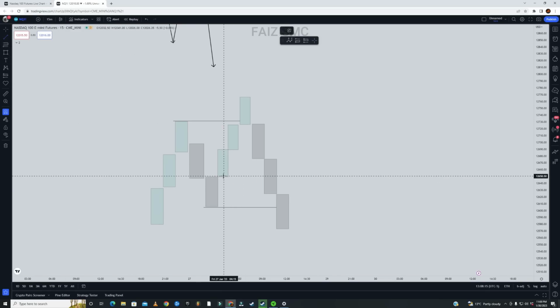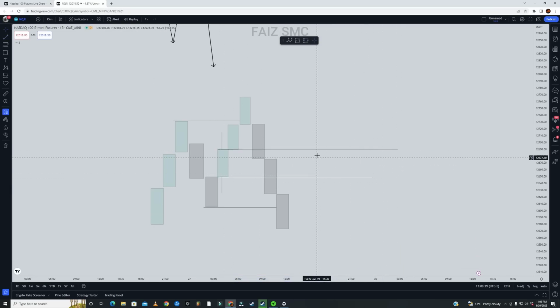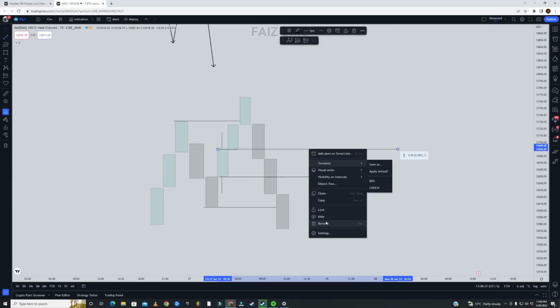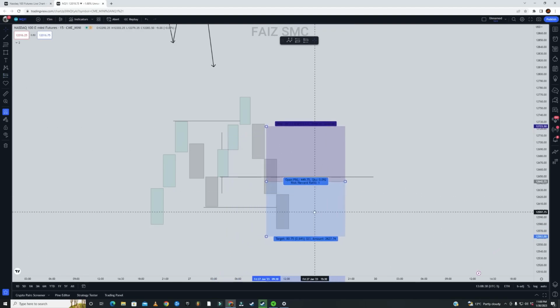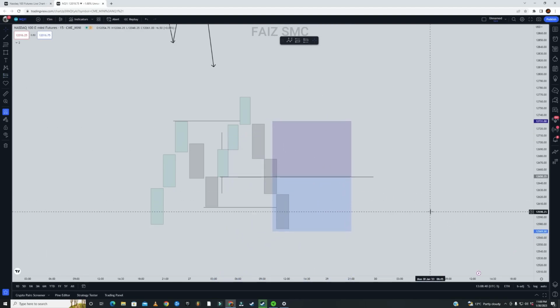Now, we do not consider the low and the high of the order block. We only consider the open and the close, okay? So we only consider open and close. You are not going to take your entry from the wick. You will not put your short position on the wick right here. You would put it at the body of the candle.